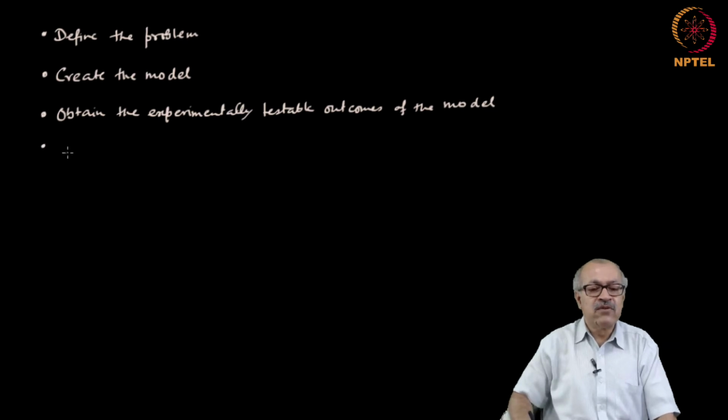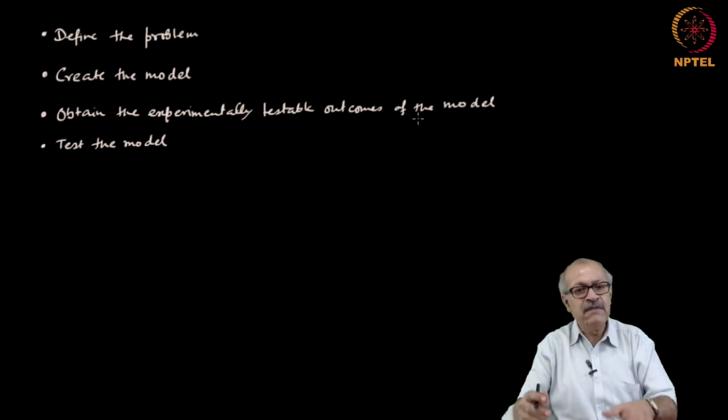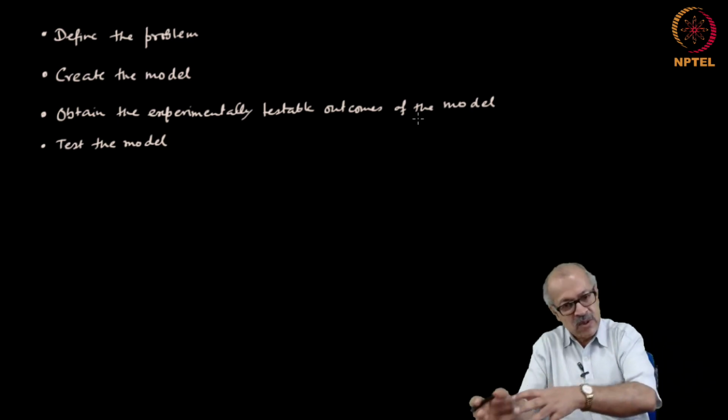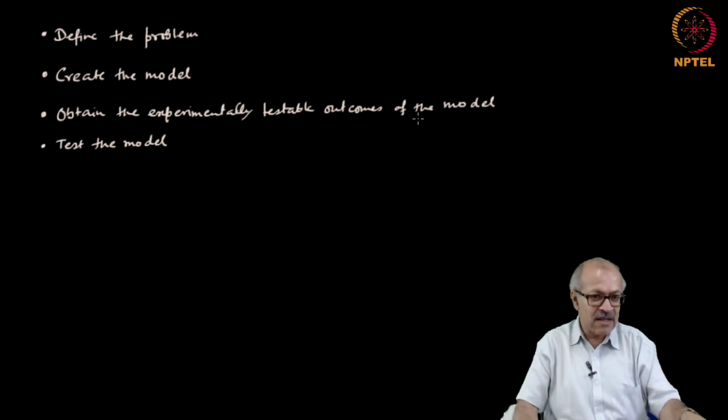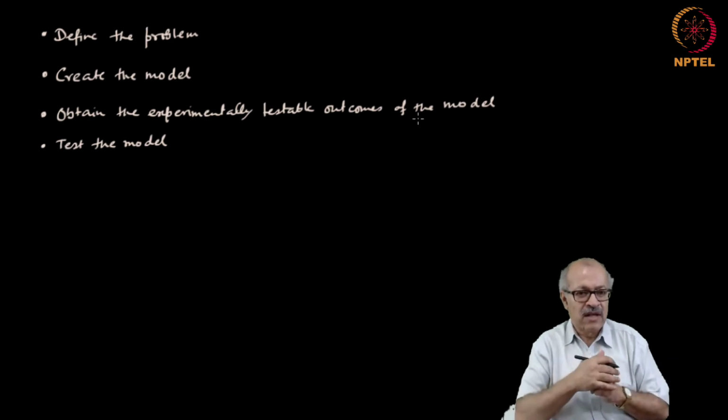And then we have to actually test the model. That means we have to set up some experiment or observation which will test whether these experimentally testable outcomes are true or false. And as we have said earlier, if they turn out to be false, we know that we have to improve the model. If they turn out to be true, that does not immediately say that the model is good, but that might indicate in which direction the model has to be improved.